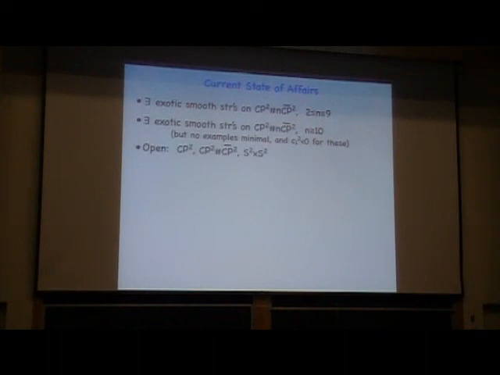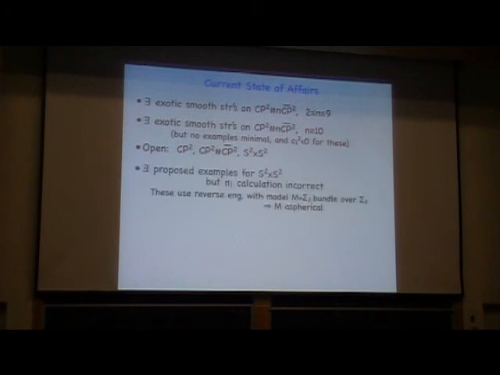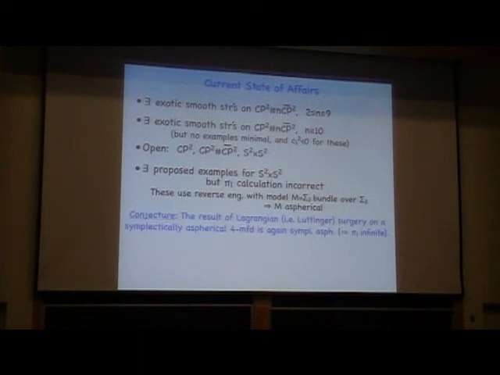What's still open? CP2, CP2 blown up, and S2 cross S2. So now there are proposed examples for S2 cross S2 that are currently on the web, but the pi1 calculation in that paper is incorrect. These constructions use reverse engineering, where the model is a genus 2 bundle over genus 2. So that means it's aspherical. So here's a conjecture which would tell you that such examples could never work. But I don't know how to prove this conjecture.